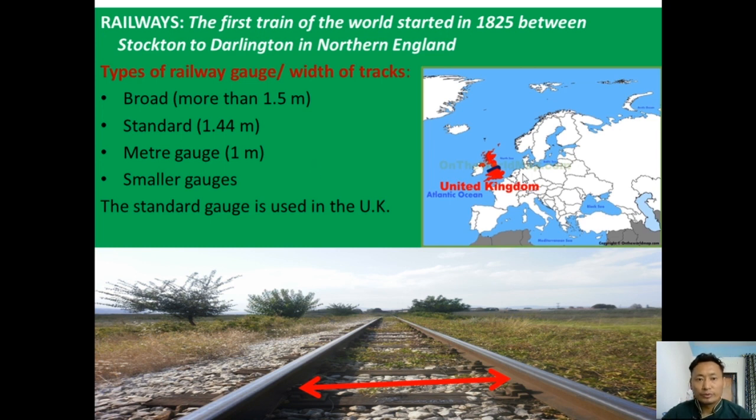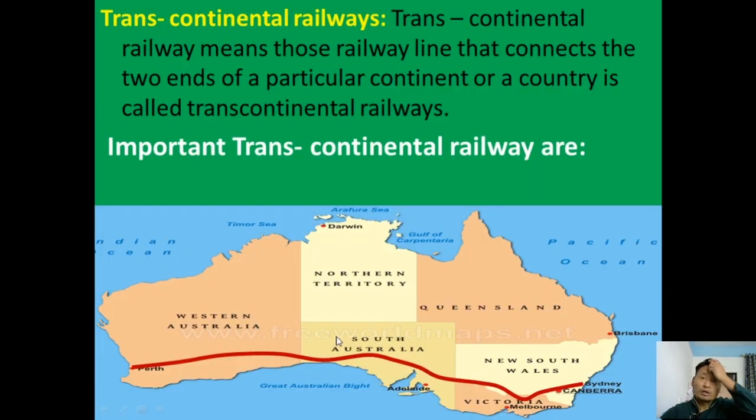But if we talk about England, the United Kingdom, the UK has different kingdoms, states, and countries. In the UK, all the railway tracks are standard gauge, that means 1.44. If we talk about India, we have three types of railway gauges: broad, meter, and narrow gauge. But in the UK, all the railway tracks are the same width, that is standard gauge.